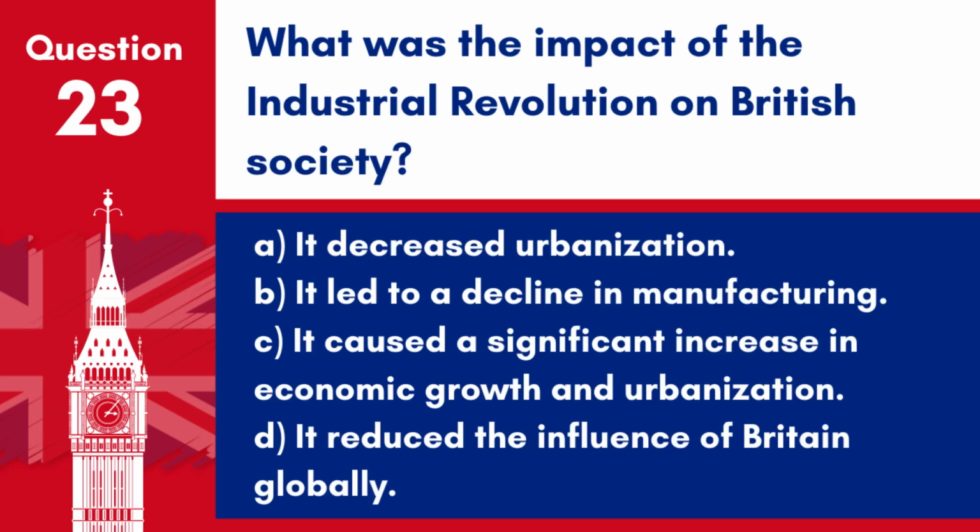Question 23. What was the impact of the Industrial Revolution on British society? A. It decreased urbanization. B. It led to a decline in manufacturing. C. It caused a significant increase in economic growth and urbanization. D. It reduced the influence of Britain globally. Answer C. It caused a significant increase in economic growth and urbanization. The Industrial Revolution, which began in Britain, had a profound impact on society, drastically increasing economic growth and accelerating urbanization.